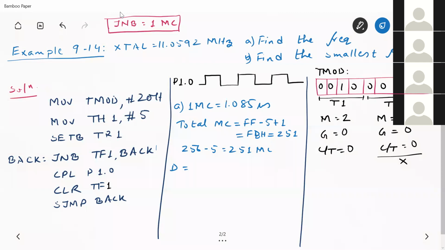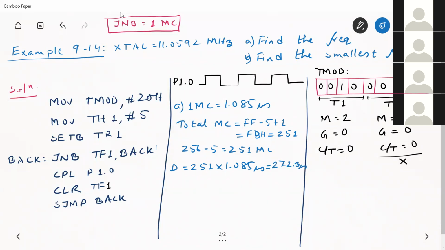How can we calculate? 251 multiplied by 1.085 microseconds. Right. So 251 multiplied by 1.085 microsecond. How much do we get? It should be 272.335 microsecond.